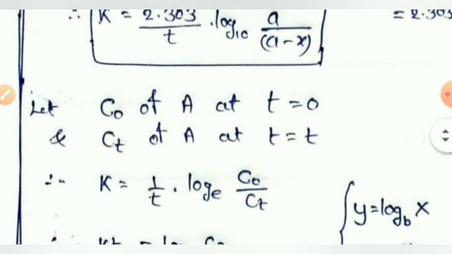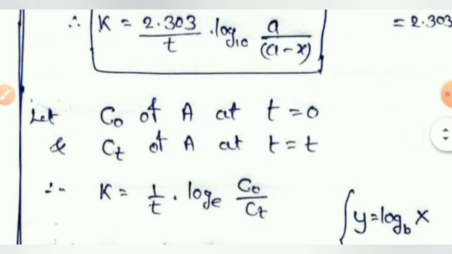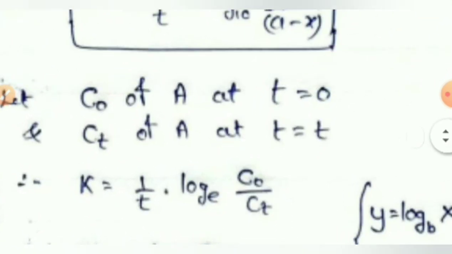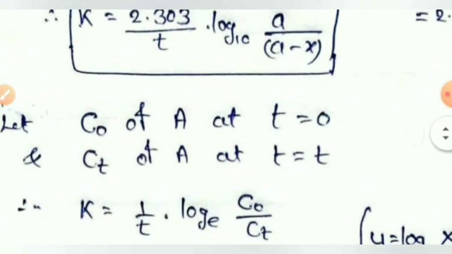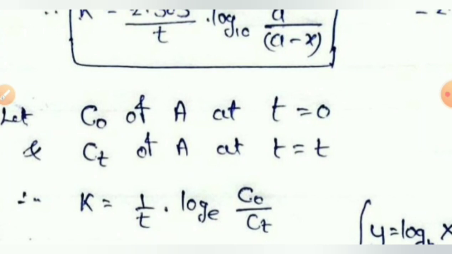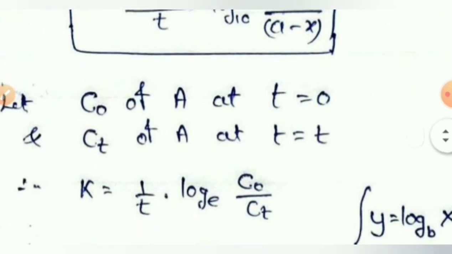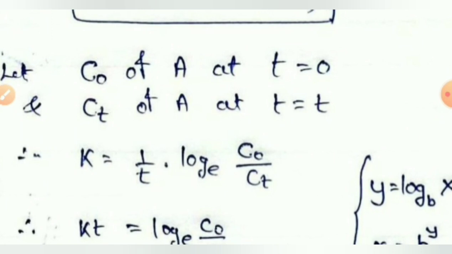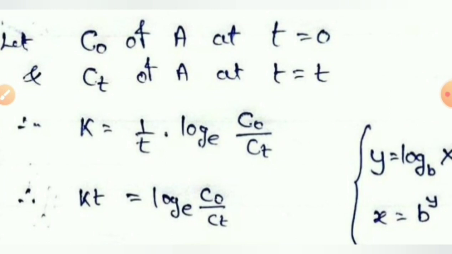So the above equation can be written as k equal to 1 upon t into log to the base e C0 upon Ct. Now C0 is nothing but the initial concentration of A, and Ct is the concentration of the reactant A at time t. So we get such an equation, k equal to 1 upon t into log to the base e C0 upon Ct. Now we just have to modify it again. So this t is taken on the left side, and we get kt equal to log to the base e C0 upon Ct.